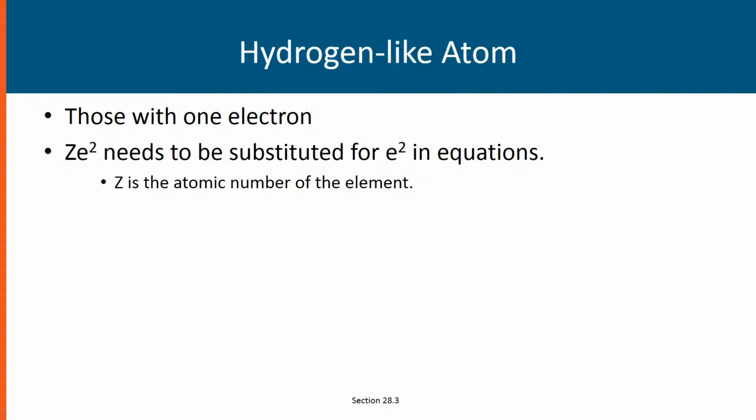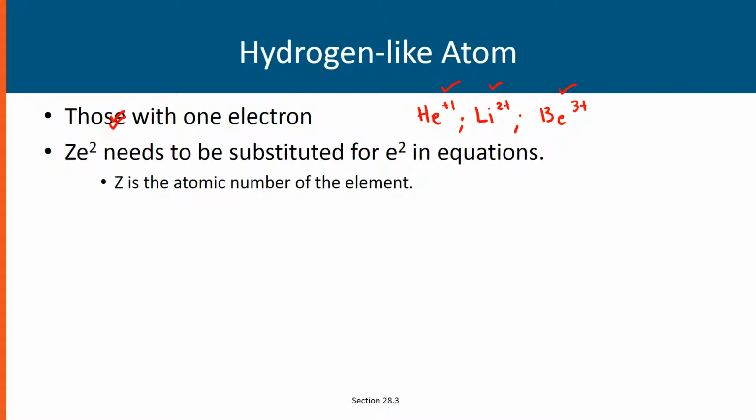The analysis used in the Bohr theory is also successful when applied to hydrogen-like atoms. Now, an atom is said to be hydrogen-like when it only has one electron. So examples of that would be a singly ionized helium, so He+, or a doubly ionized lithium, so that would be Li2+, or a triply ionized beryllium, Be3+. So all of these would contain one electron and therefore may be treated as hydrogen-like.